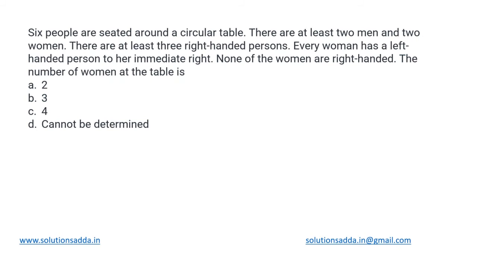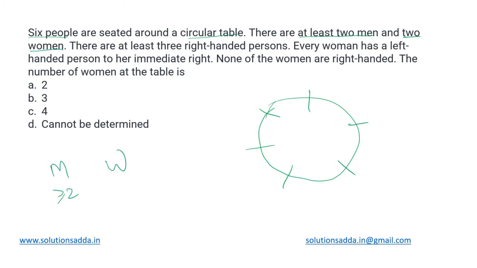This question is based upon the seating arrangement. It is saying that 6 people are seated around a circular table. So the table will be like this, and let us say 6 people are seated at these places. There are at least 2 men and 2 women. So men, women, greater than or equal to 2, greater than or equal to 2, and in total there are 6 people. There are at least 3 right-handed persons. Right-handed and left-handed. Right-handed are at least 3.